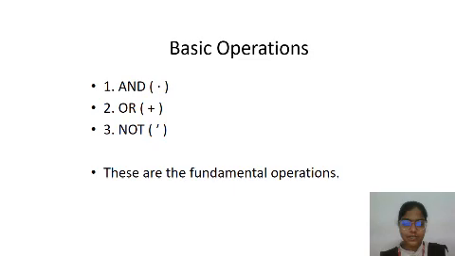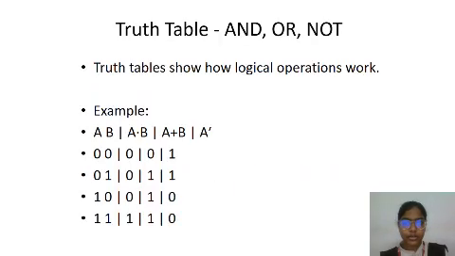Basic operations. Here are three basic operations. They are AND gate, OR gate and NOT gate. These are the fundamental operations. Truth tables show how logical operations work. For example, A, B, and A dot B, A plus B, A complement. Here are the examples that we can show.